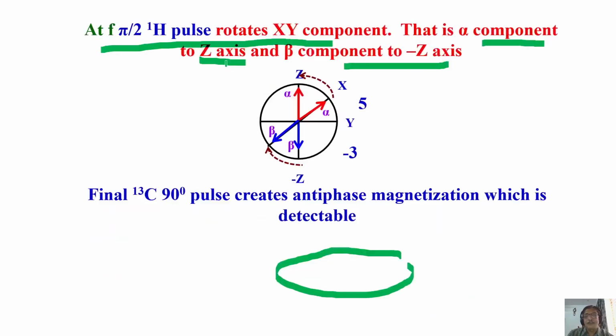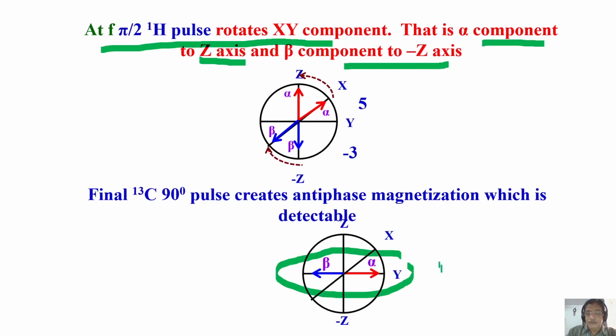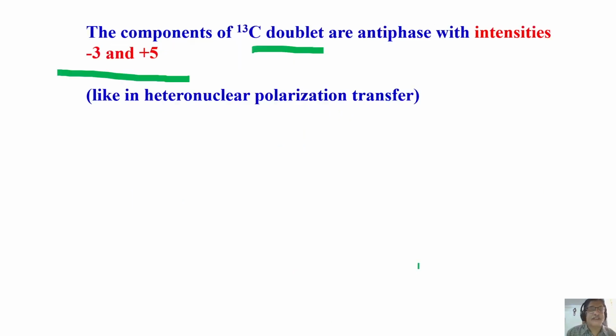Okay. This is moved like this. The carbon-13 90 pulse finally brings it to this axis. As a consequence, the carbon-13 signal, which has acquired antiphase character, this is the -3 and this +5, is here on this axis. This is where my detector is, it is detectable. It is a detectable magnetization.